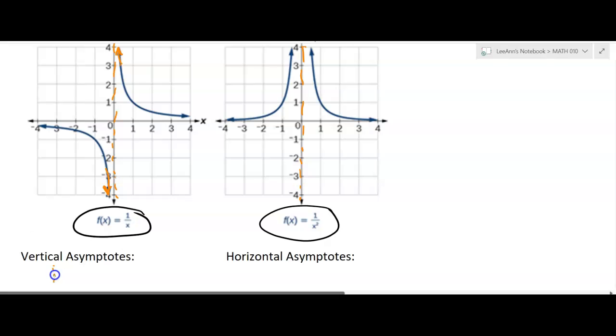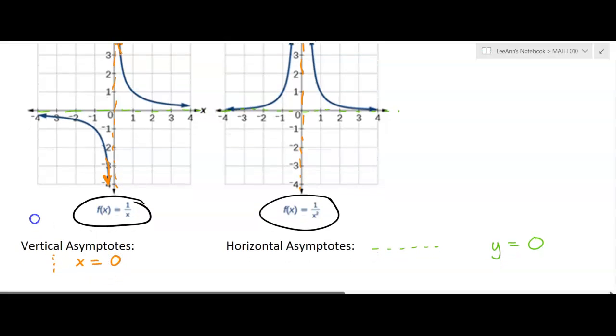Okay, so vertical asymptotes, we usually make a dotted line and they go up and down. We're going to describe them as x equals some number. We represent it as an equation. Horizontal asymptotes, so there's a horizontal asymptote right here on our 1 over x function, or our reciprocal function. And there's the same horizontal asymptote on the 1 over x squared, or the reciprocal squared function. So horizontal asymptotes go like this, and they'll be written as y equals some number. In this case, it's y equals 0 for both of them. And the vertical asymptotes were actually x equals 0 on both of those.